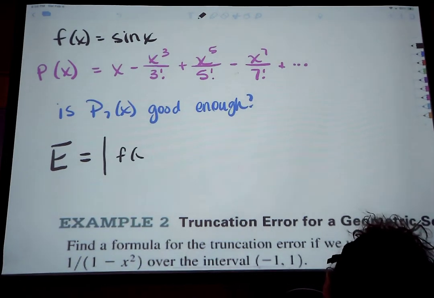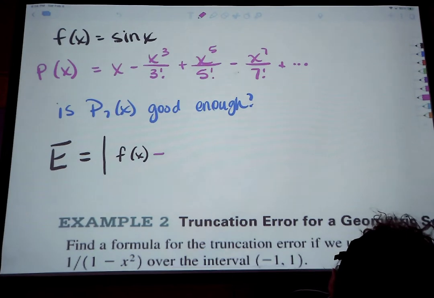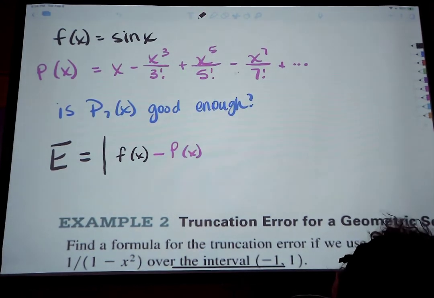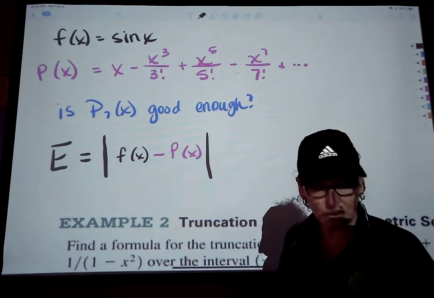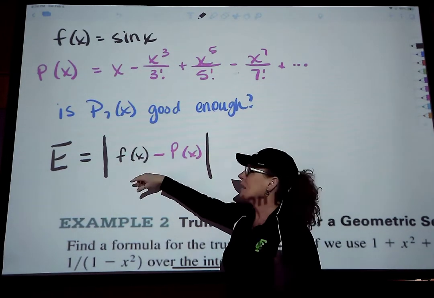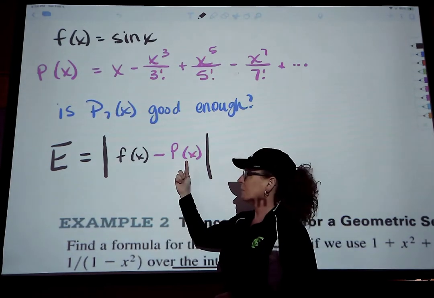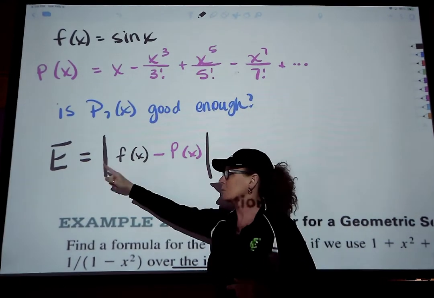Let's take our original. Let's subtract our approximation. Right? I don't care which one's on top, which one's on the bottom. So I'm putting the absolute values on there. Just how much off is this one from this one? How much off is this one from this one? We're going to call it the error.